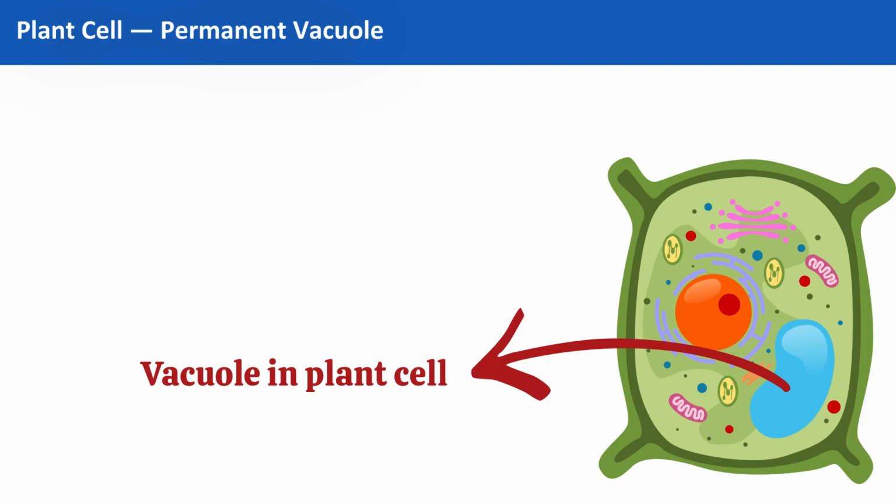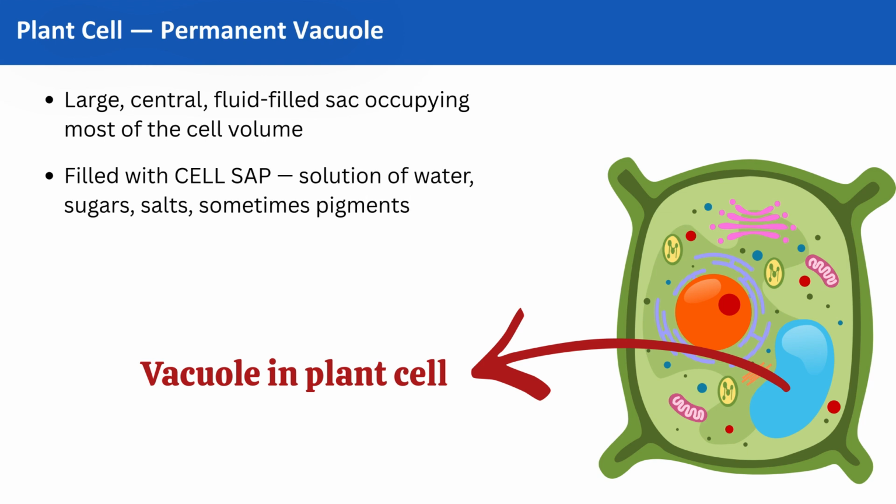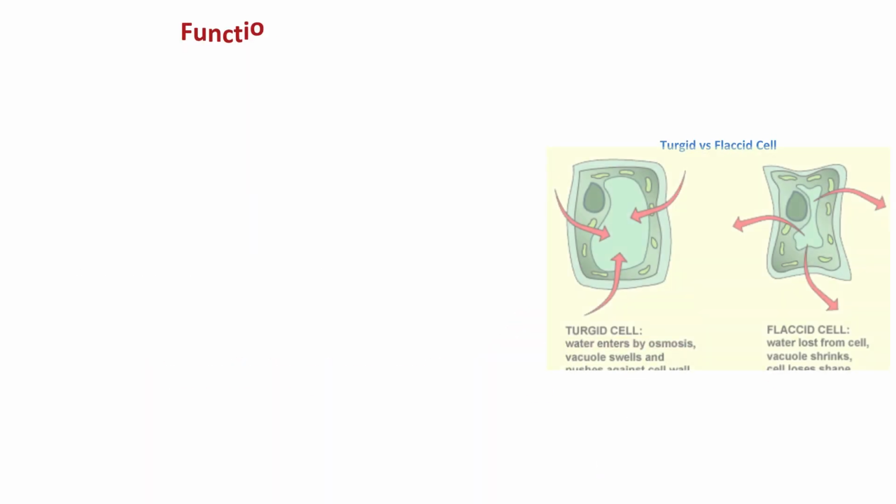Now the permanent vacuole. This is the third unique plant cell structure. The permanent vacuole is a large central fluid-filled sac that occupies most of the volume of the plant cell. It is filled with cell sap. As I told you earlier, cell sap is a solution of water, sugar, and salt, and sometimes pigments. The vacuole is surrounded by a membrane called the tonoplast.